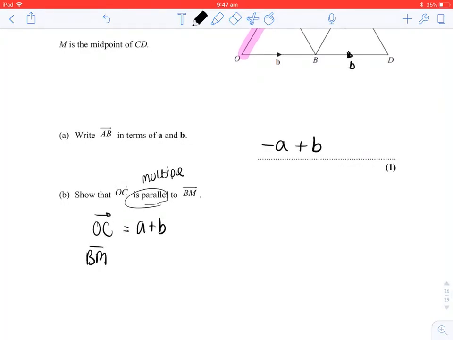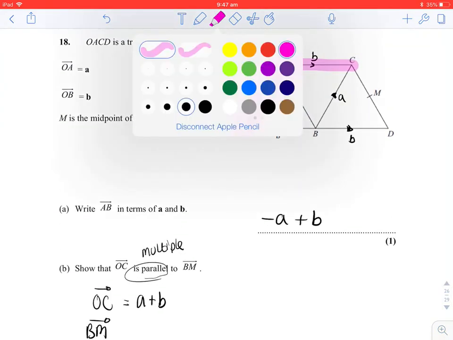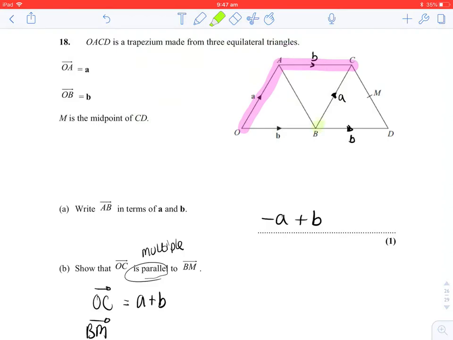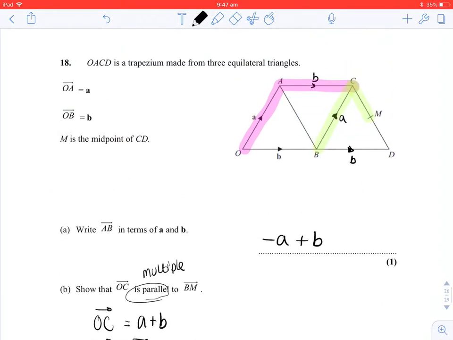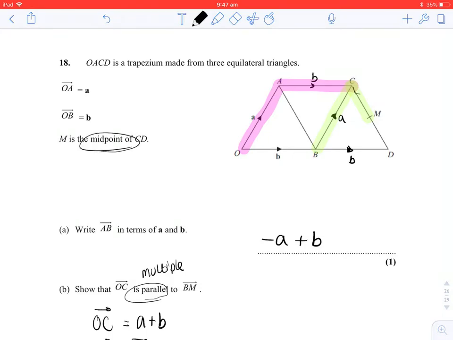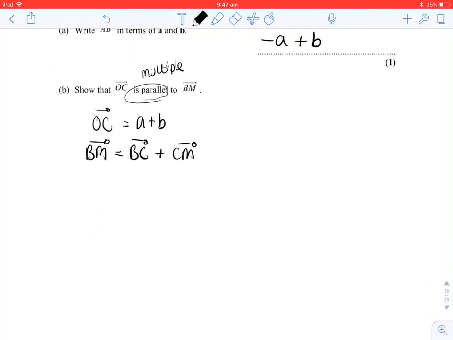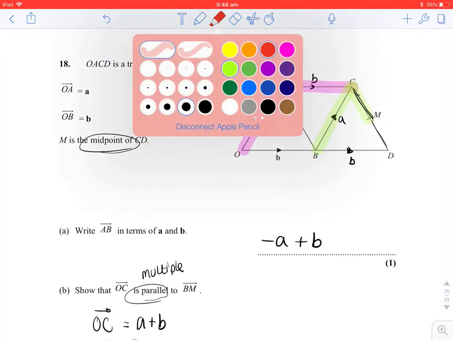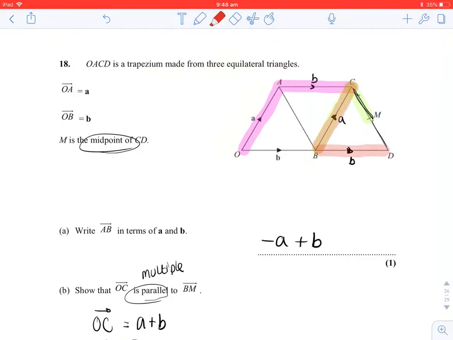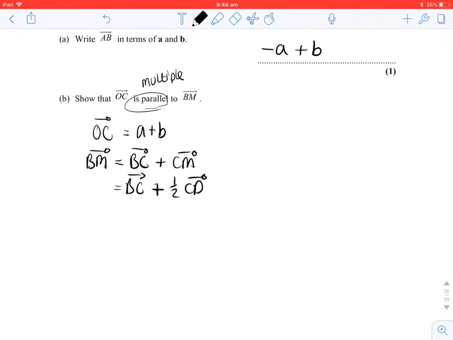And now we need BM. So looking at my diagram, BM is, I'm going to go up there and then down to that part there. So looking at that logically, BM is going to be the vector from B to C plus the vector from C to M. Now, because M is the midpoint, we know that it's halfway between C and D. So what I can do is I can say this is going to be BC still, add a half of the vector CD. Now CD, I've got very helpfully labelled. That's going to be minus A plus B. So I've got add a half of minus A plus B.